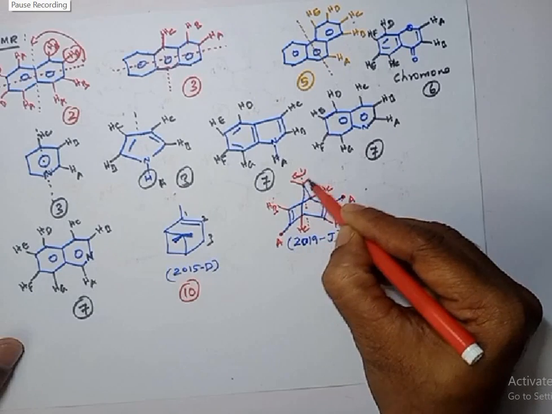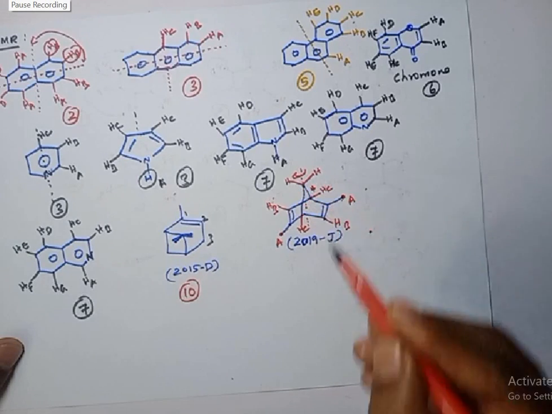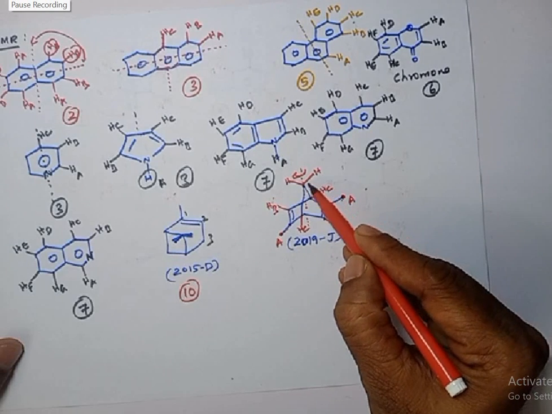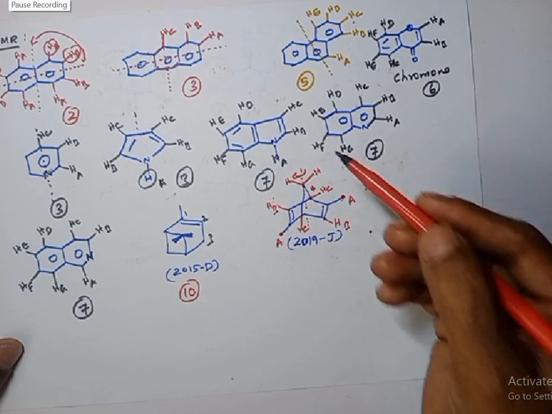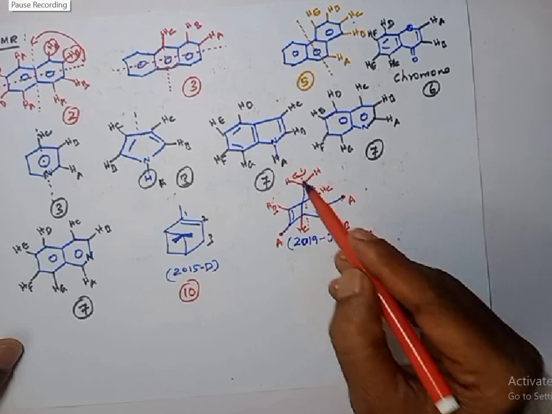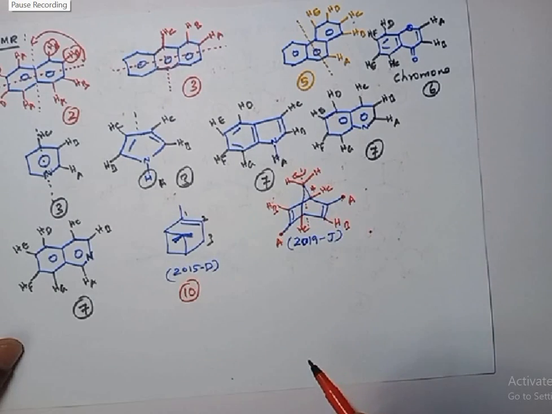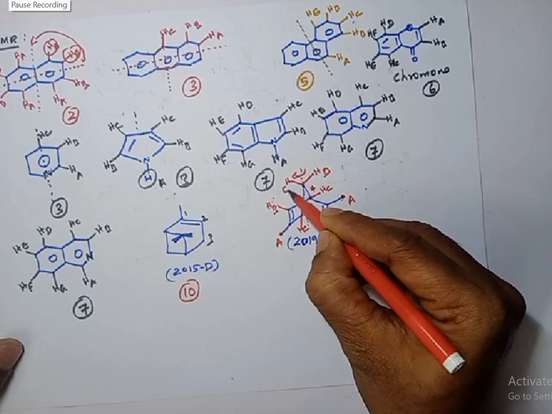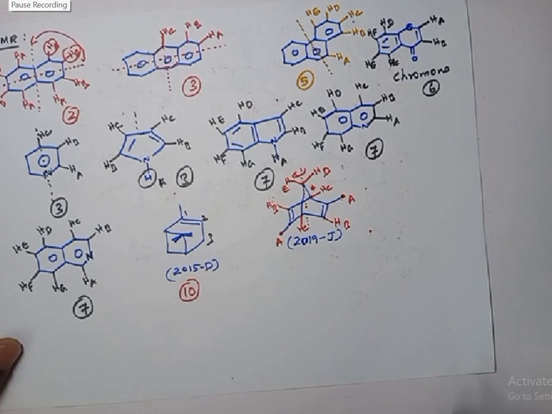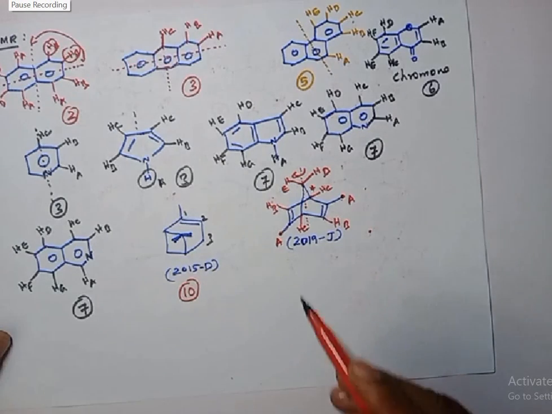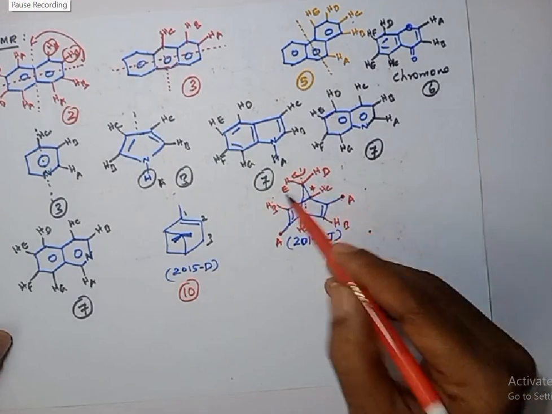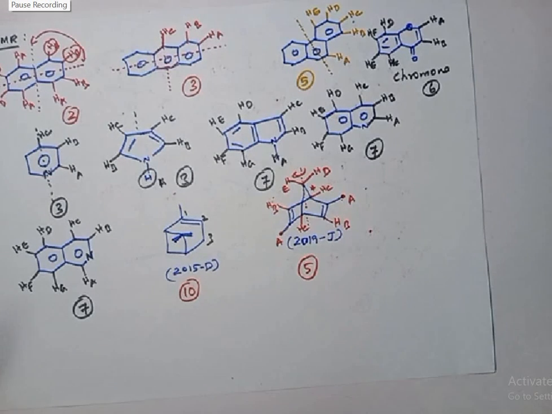And the 2 hydrogens present on this carbon are actually diastereotopic hydrogens. If I replace 1 hydrogen, I'll get 1 isomer. If I replace this hydrogen, I'll get another different isomer. So they are diastereotopic hydrogens. So this will give one signal and this will give one signal in the NMR spectrum. So how many signals do we get? A, B, C, that is 1, 2, 3, 4, 5. So this compound will give 5 signals in the proton NMR spectrum.